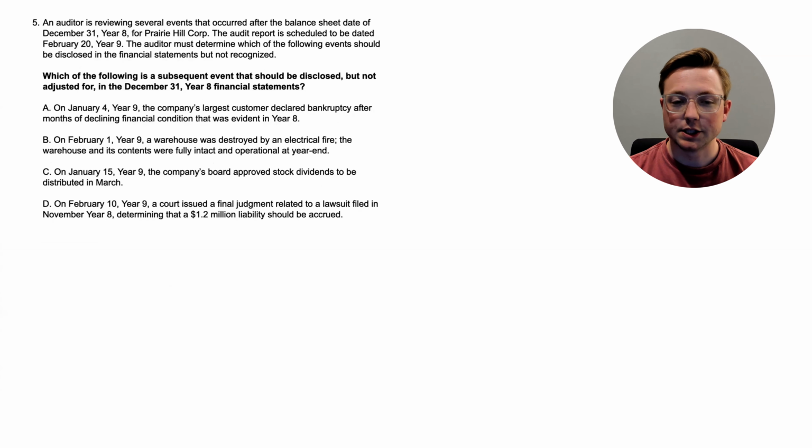All right, here we are at question 5. Which of the following is a subsequent event that should be disclosed but not adjusted for in the December 31st year 8 financial statements? Okay, so this seems to be kind of a mix of what we learned so far. Let's go up to the top.